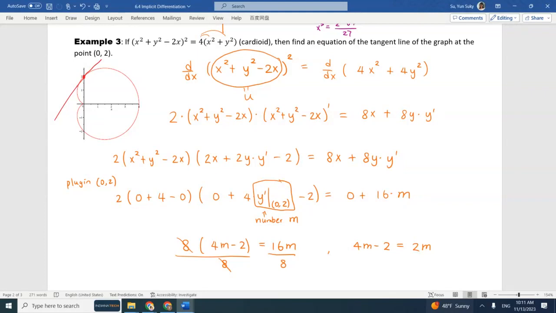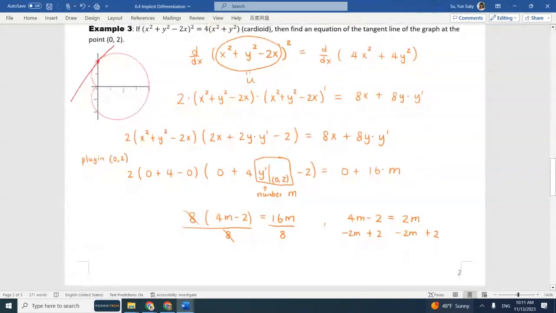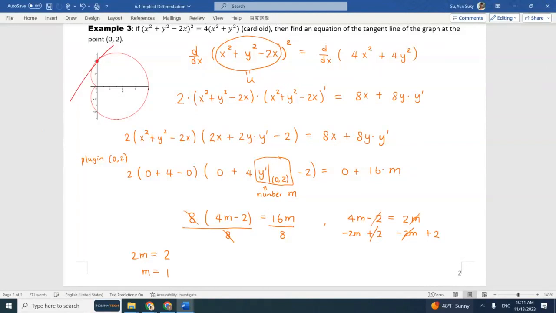What do we do on both sides? Add 2. And also we can subtract 2m, right? Then what do we get? Yes. Oh, so what is m? 1. Ooh. So nice, right?